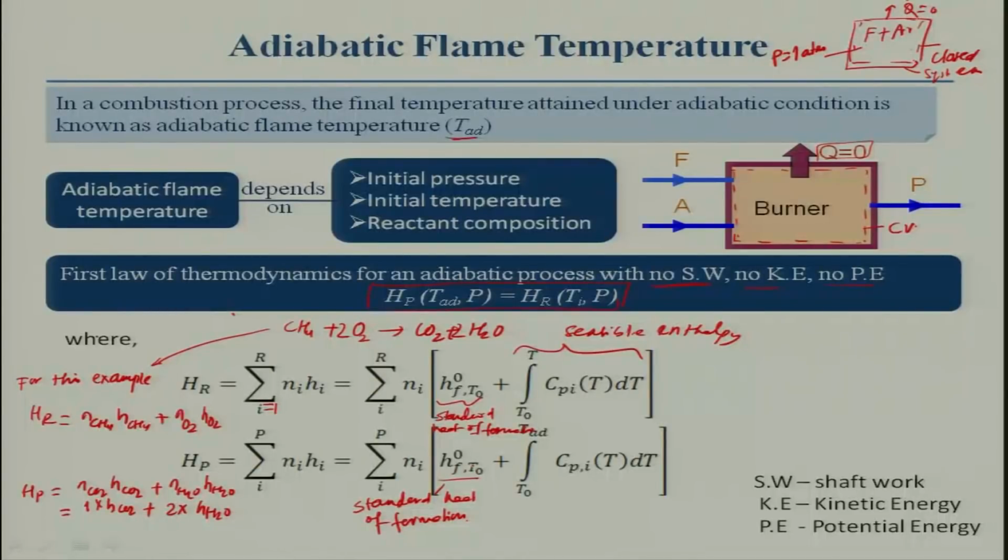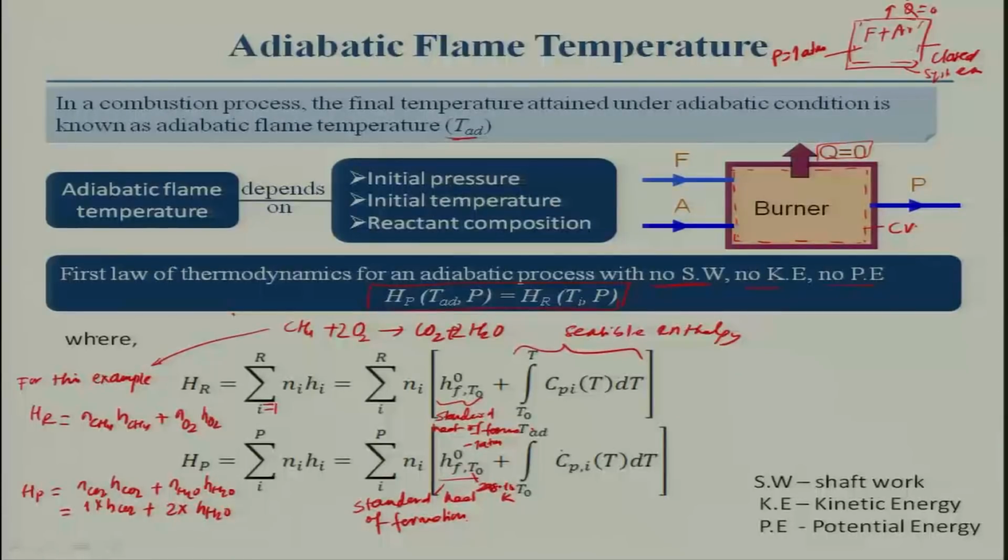why standard? Because it is at 298.15 Kelvin, right, T naught, and this naught corresponds to 1 atmospheric pressure, right. This is the sensible enthalpy from T naught to T adiabatic, and Cp i, keep in mind that specific heat is a function of temperature, right. You will have to integrate from T naught to T adiabatic. Cp i, where i means a particular species, will depend on temperature and also on the species, right. So, how will we do that? That is a big problem, how to calculate that, okay.